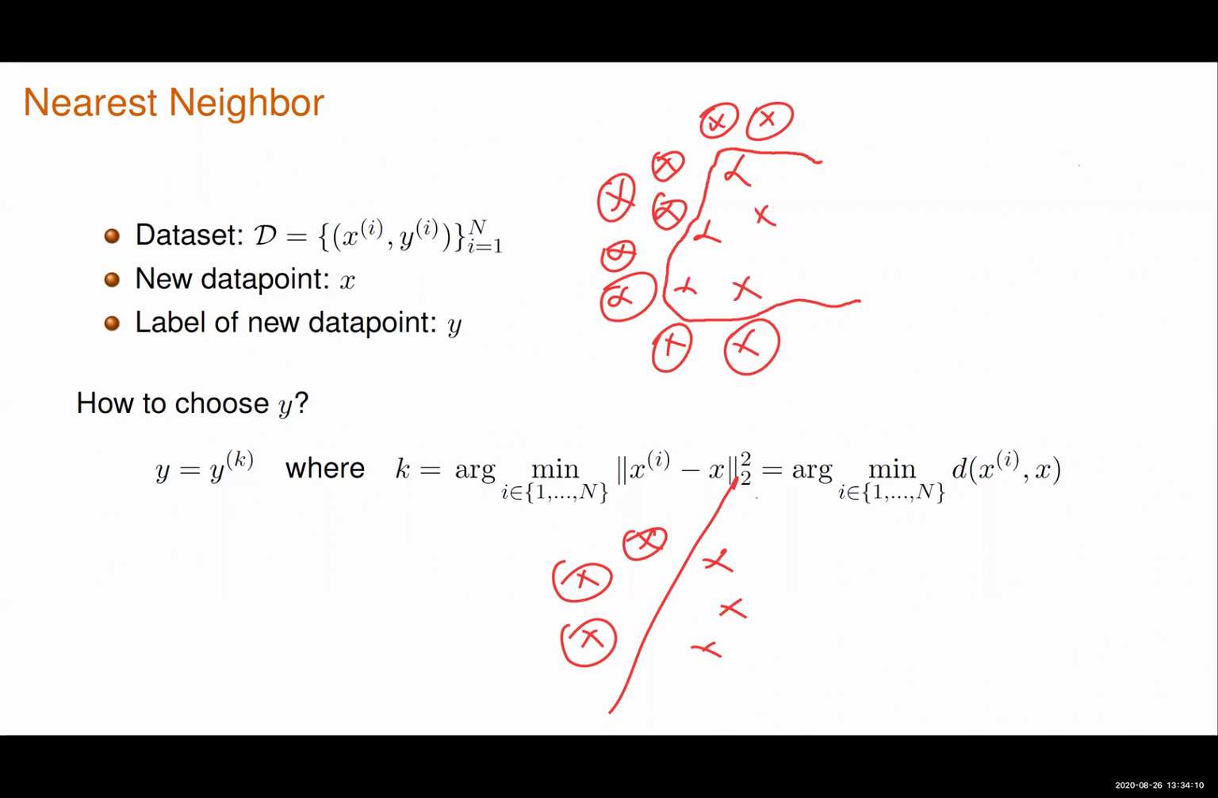We'll talk about its other properties later on when we talk about, say, generalization, but it's considered a good first algorithm to try when you're trying to build machine learning predictors.